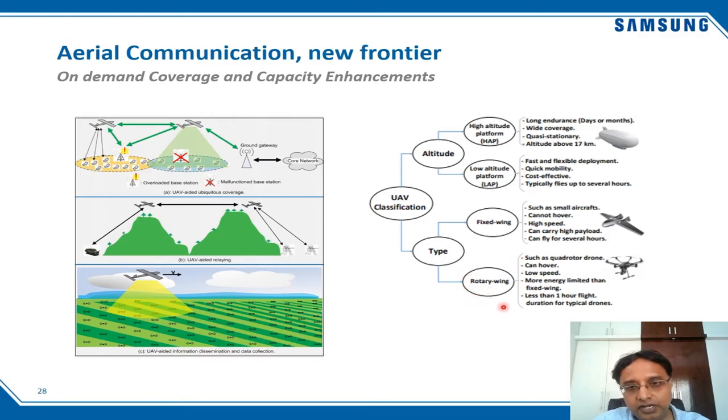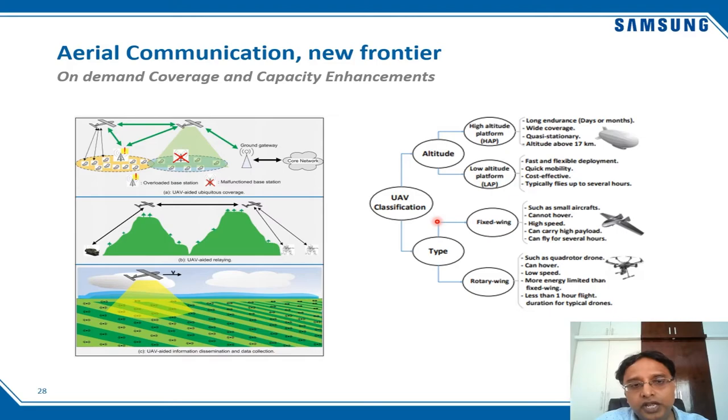The other is the rotary wing, which is like a drone. These are like small helicopters which can hover in a region. They can move at lower speed, and they have fixed wing. The only problem is, since there is too much mechanical movement and they're battery powered, they don't have a very great flight time, maybe under an hour or a little over an hour. So these are the two kinds which are classified on the type of the wing.